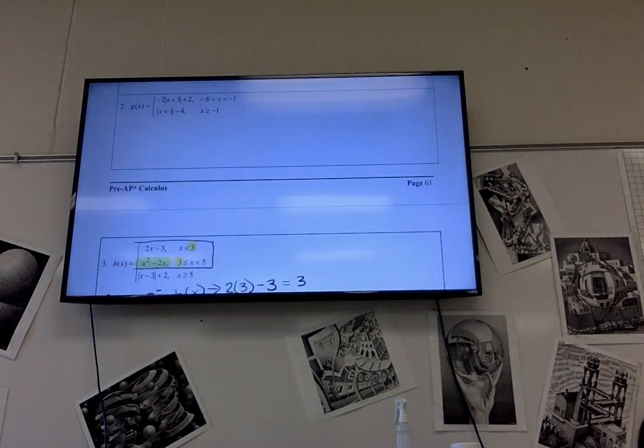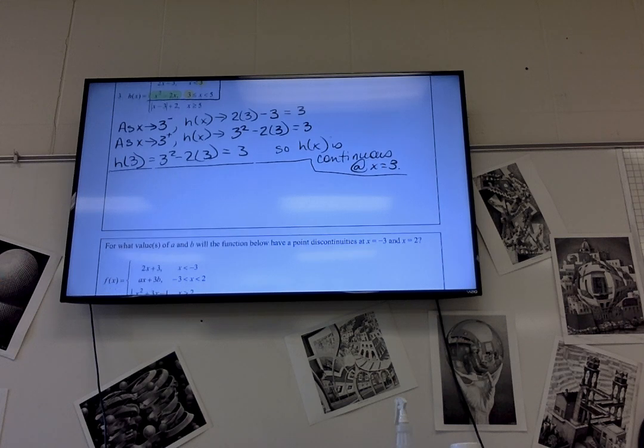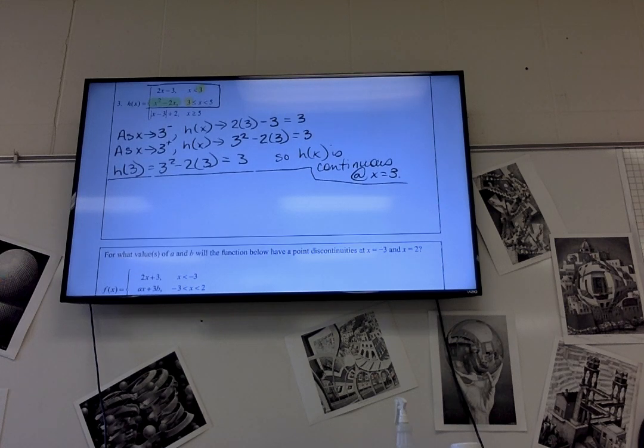All right, we had skipped around a little bit. And we had figured out that on number 3, it is continuous at x equals 3 because as x approached 3 from the left and from the right, I got 3, and h of 3 was also 3. So that actually was just a continuous function. Now we look at the second and the third one.